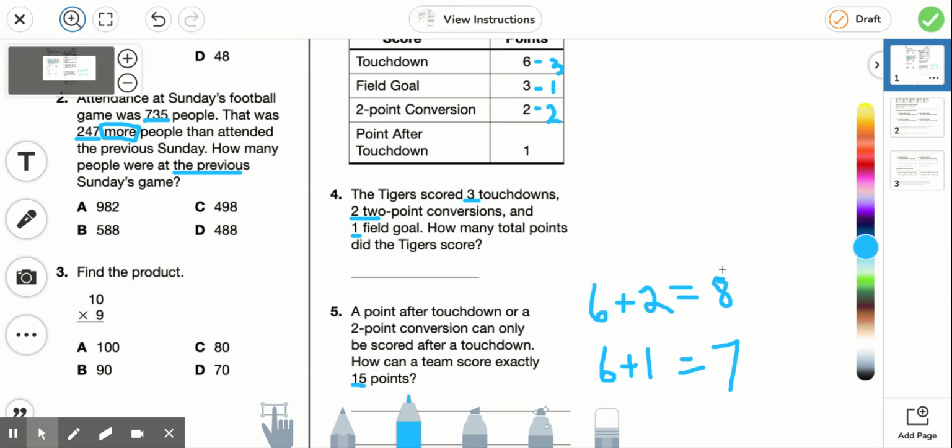So then we add this 8 for the 2-point conversion plus the 7, and that would get us our 15. So we could get 2 touchdowns, 1 2-point conversion, and 1 extra point for a total of 15.